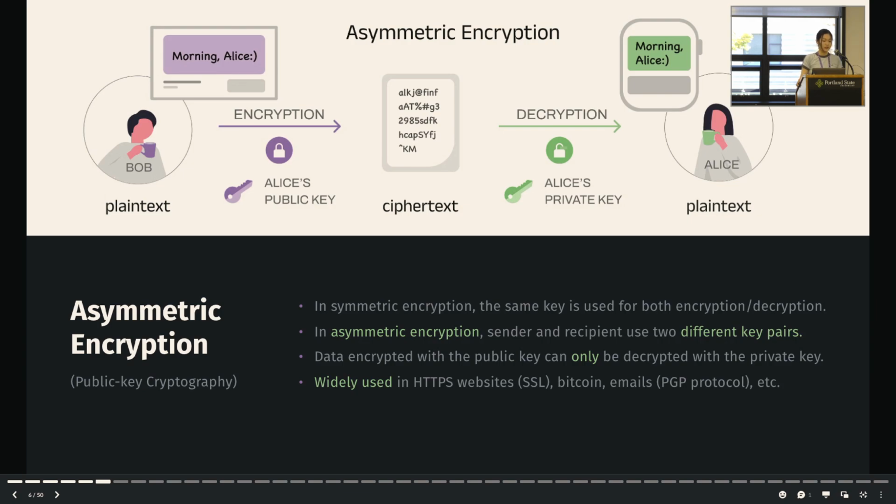So the most popular cryptography used in secure communications nowadays is asymmetric encryption. It encodes and decodes messages using a pair of mathematically linked public key and private key. Imagine Bob wants to send a message to Alice. Unlike in symmetric encryption, where both Bob and Alice share the same key, in asymmetric encryption, we use a pair of public and private keys.